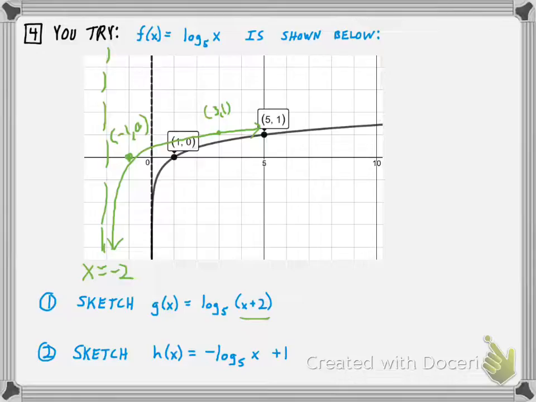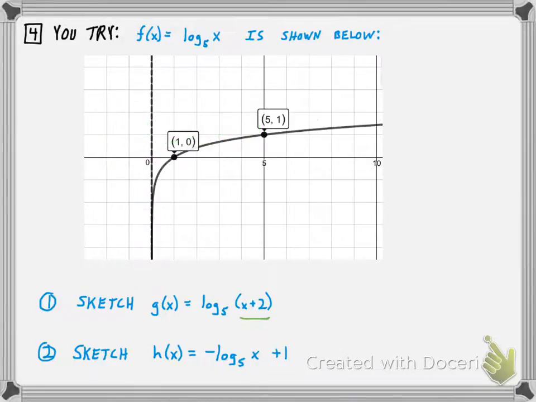Okay, try the second one. What does the graph of negative log base 5 of x plus 1 look like? There's 2 transformations there. Give it your best shot. Alright, since there's 2 transformations on this one, I'm going to do it in stages. So the first stage, if I have a negative out in front of the function, remember that's going to reflect things through the x-axis. So I'm going to show this (5, 1) point changing to (5, -1). This is the intermediate graph. If we reflect everything through the x-axis, it should look like that.